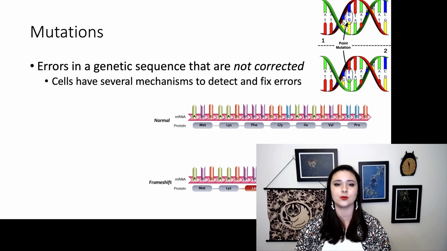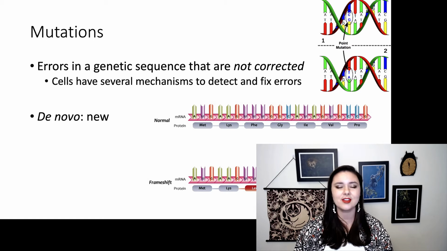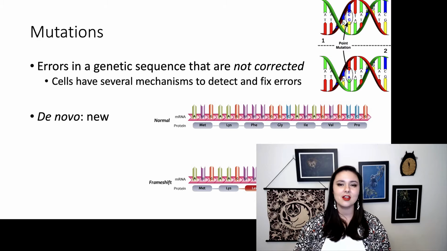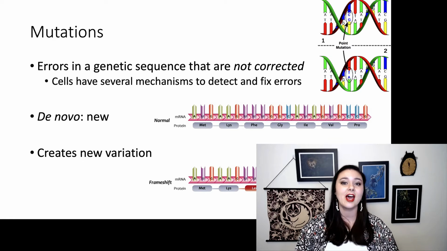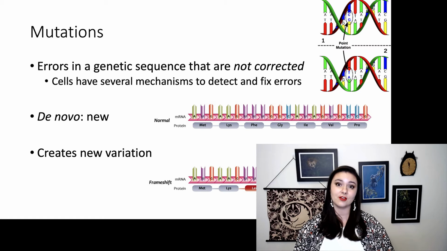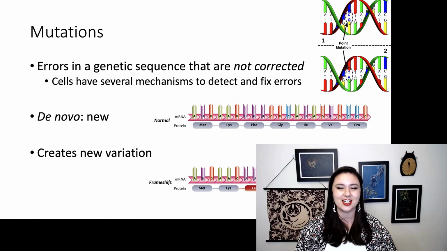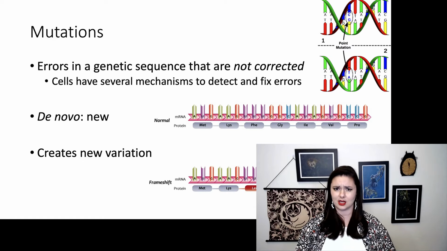We have a couple words that we use. You see the word de novo, that's just a fancy word for new. The special thing about mutation is it creates new variation, and it is actually the only force of evolution that creates new variation. There are many types of mutations here.